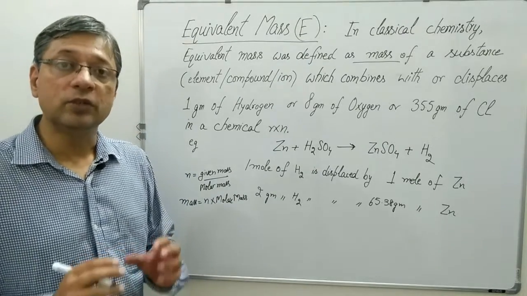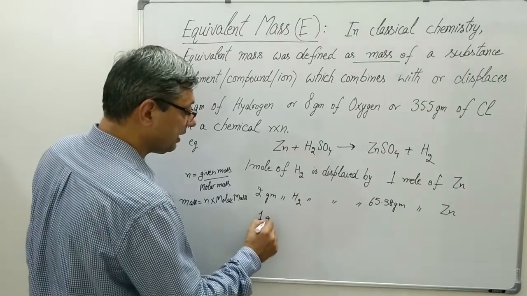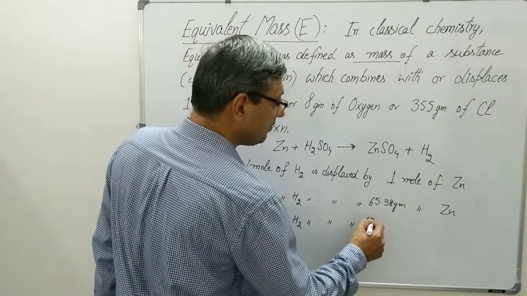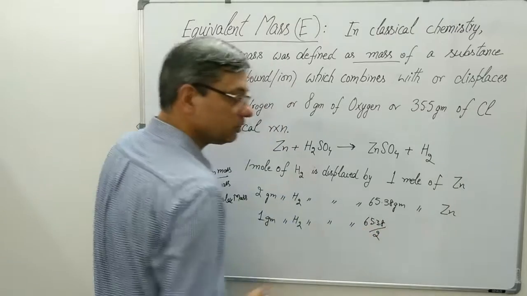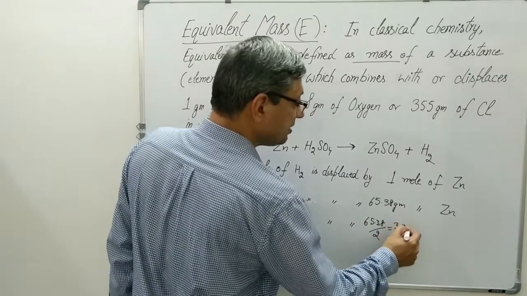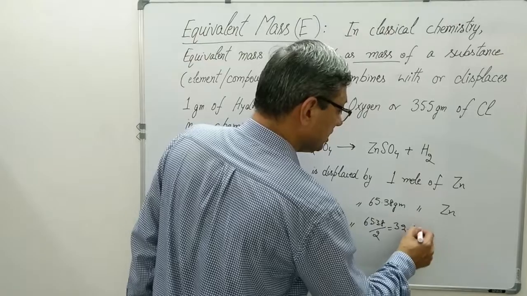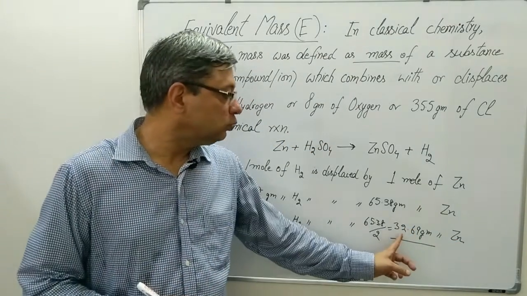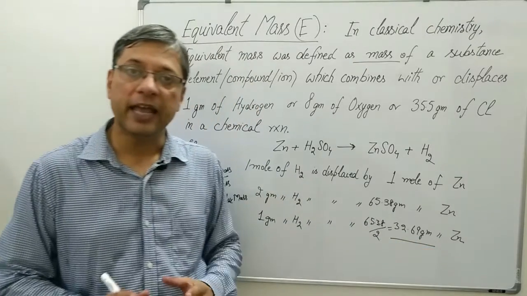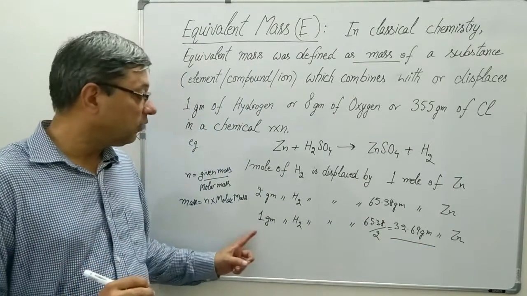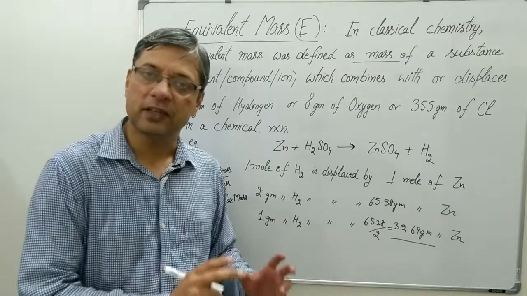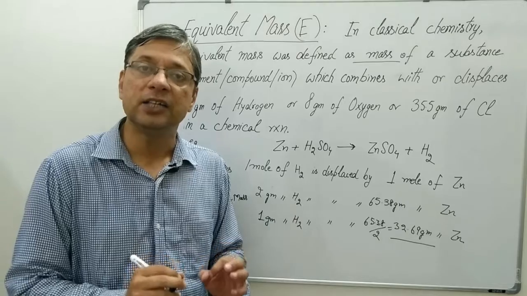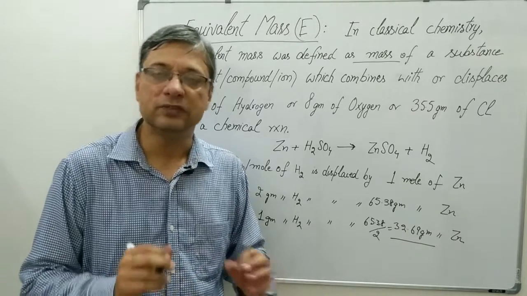By using unitary method, I can say 1 gram of hydrogen is displaced by 65.38 upon 2, that will be equal to 32.69 grams of zinc. Going by the definition of equivalent mass, 32.69 grams of zinc has been able to displace 1 gram of hydrogen in the given chemical reaction. Therefore, 32.69 grams is the equivalent mass of zinc.